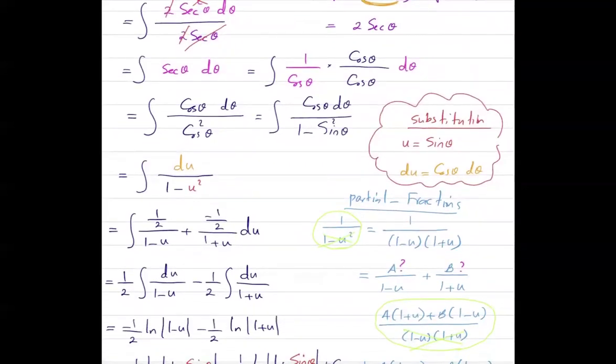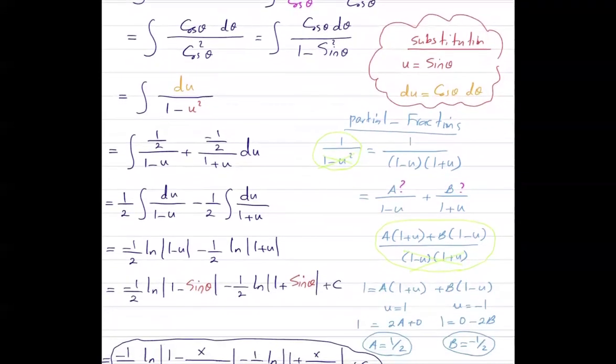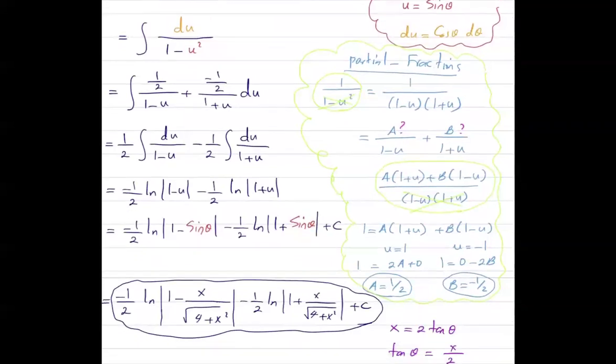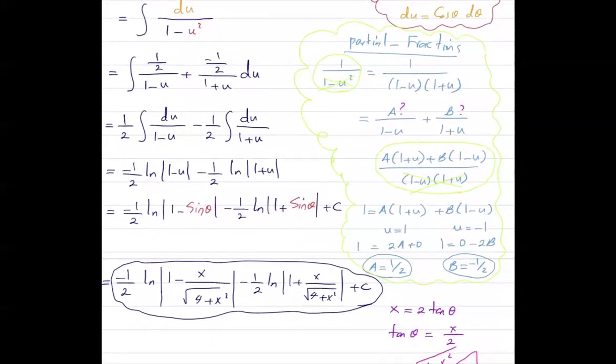1 over 1 minus u squared can be written as a half divided by 1 minus u, plus a half divided by 1 plus u using partial fractions, everybody. So this is another technique that we use to calculate the integral in u. What was u? u was sine theta. So we substitute this back. But since our original integral was in x, we have to change everything to x.